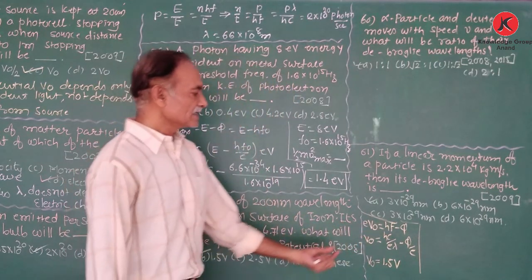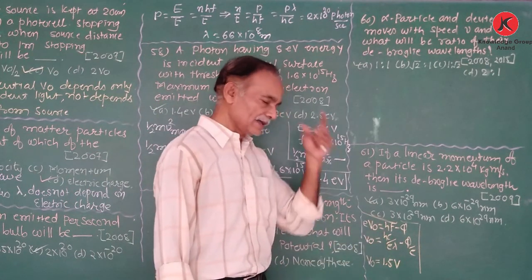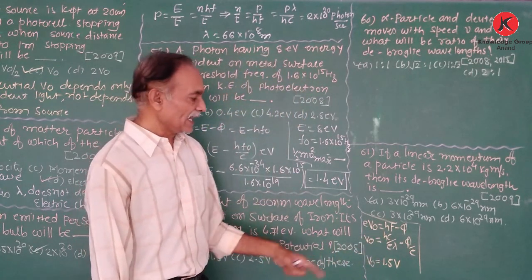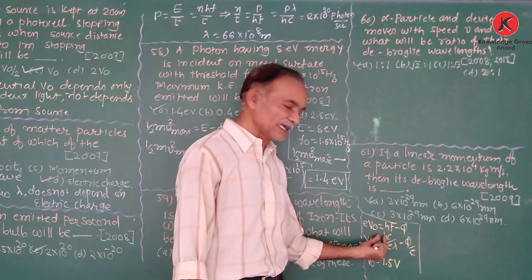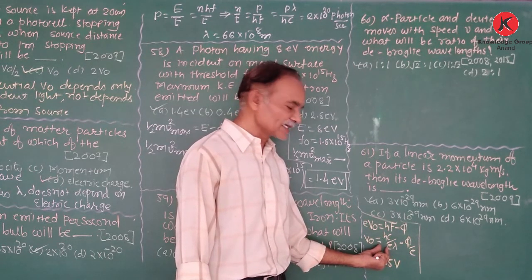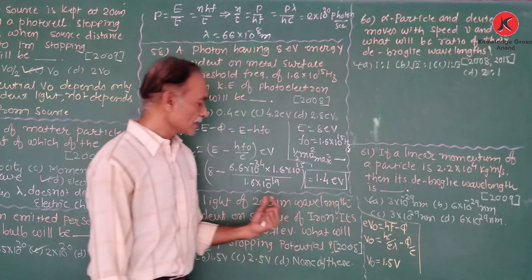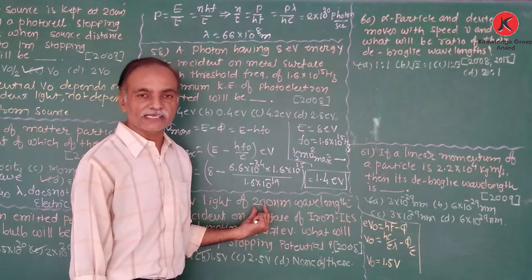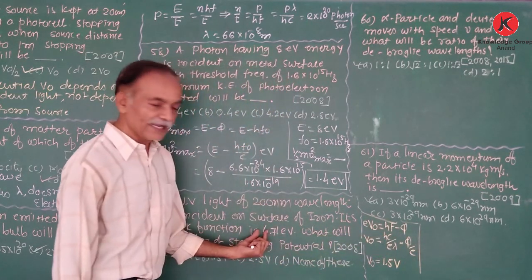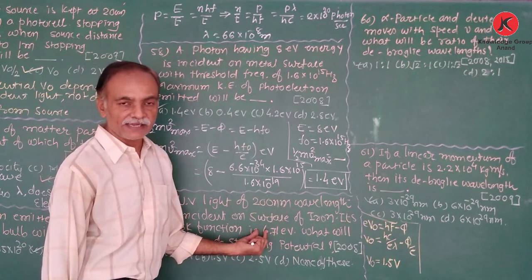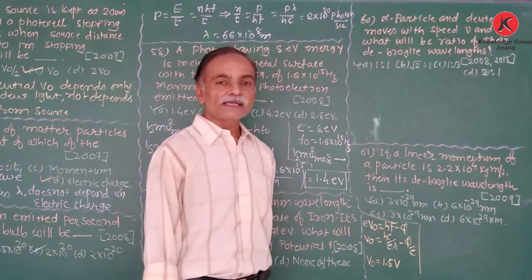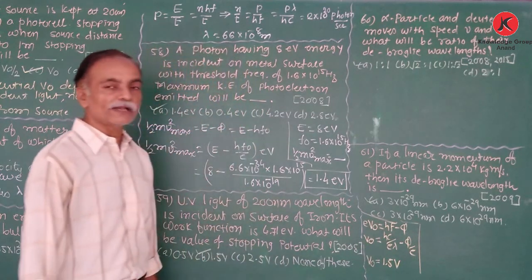Here the wavelength is given, therefore V0 is equal to hc upon e lambda minus phi. We substitute the value of constants h, 6.6 into 10 raised to minus 34, c, velocity of light in vacuum, divided by charge of electron 1.6 into 10 raised to minus 19, lambda 200 nanometer, that means 200 into 10 raised to minus 9, or in other words 2 into 10 raised to minus 7. Minus phi, which is given as 4.71 electron volt, divided by e, e cancels, therefore 4.71 volt. So if we take the subtraction, we obtain 1.5 volt.